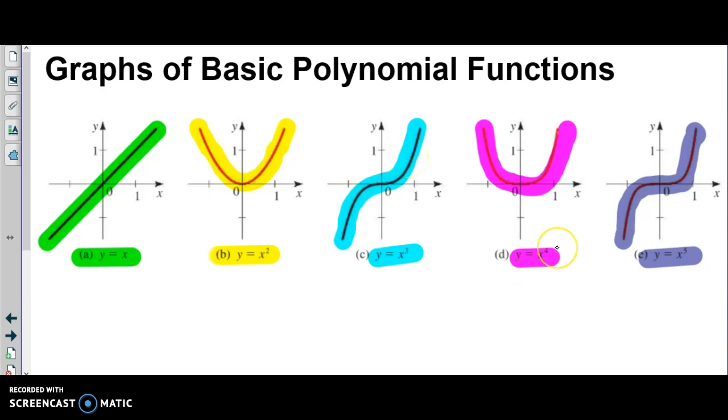X to the fourth is a parabola, however, at its vertex it's a little bit wider, so it stays near the x-axis a little longer. And then x to the fifth power is very similar to x to the third. However, again, at that x value, it kind of lingers across the x-axis a little longer.